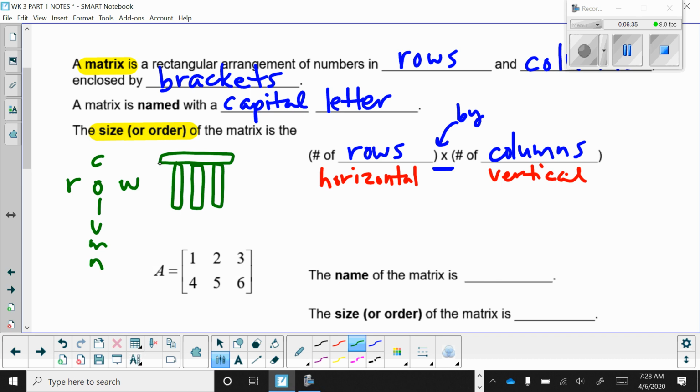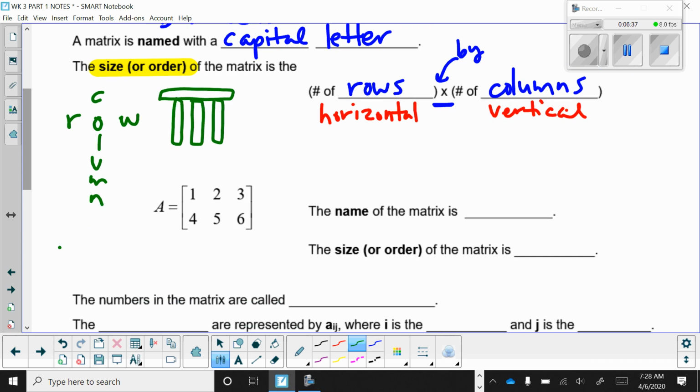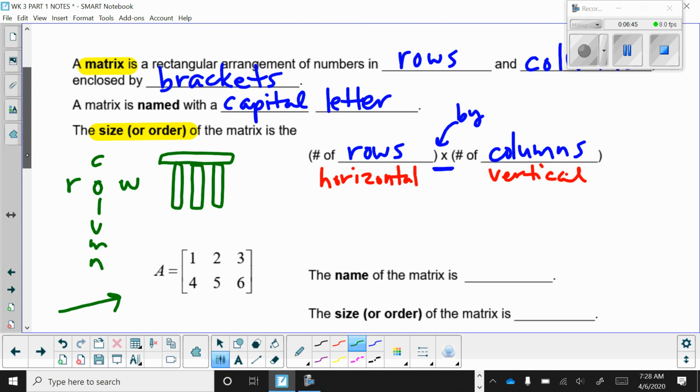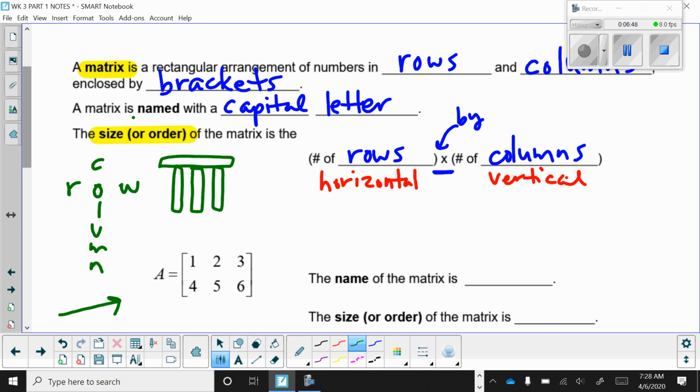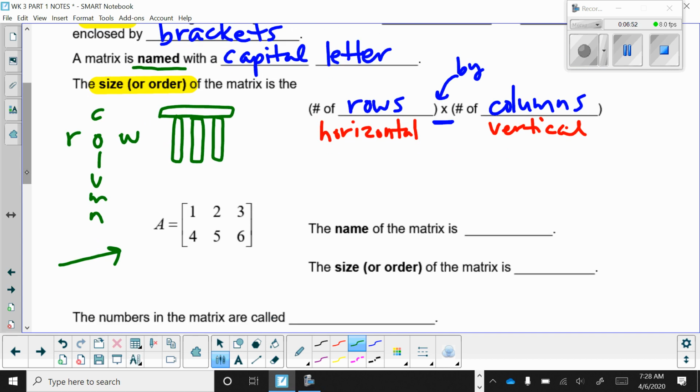If we're looking at this example matrix right here, there's several pieces here that we've already talked about. One was the name. The name, if we go back up here to what we just wrote down, a matrix is named with a capital letter. So this matrix right here, its name is A.